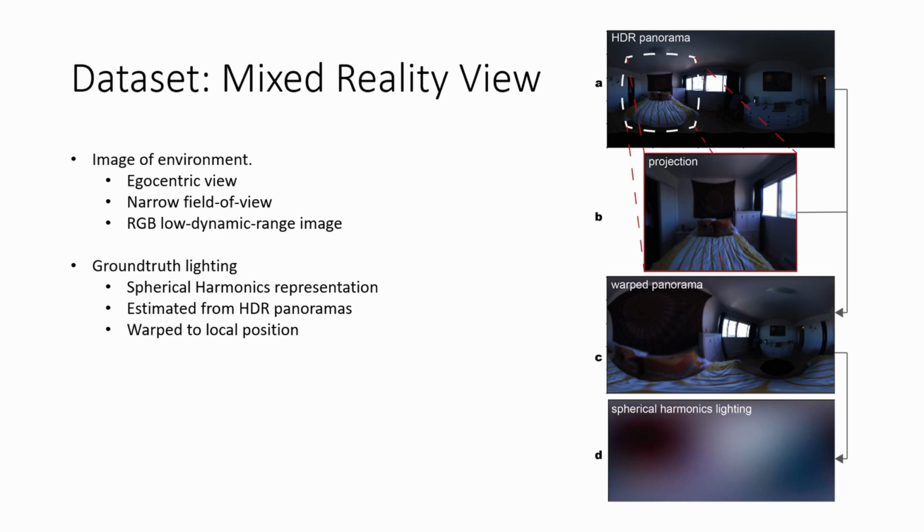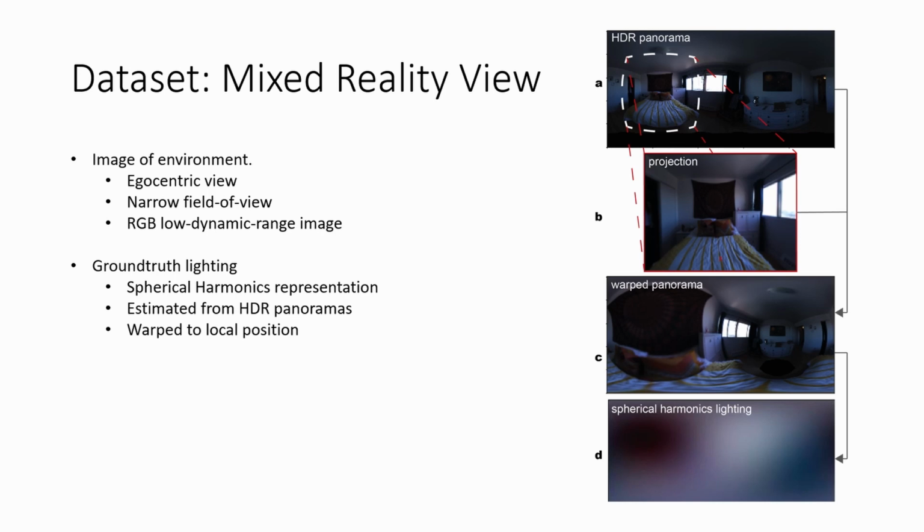So on the right side of the image, we have our framework. We start with a source HDR panorama. We perform a projection crop of this panorama to produce the image of the environment. This projection is like a simulation of the image acquired through the camera in the headset of the user. So it needs to be tone mapped to low dynamic range, and it's also a narrow field of view of the image. Then we take the original panorama and we perform a warp operation.